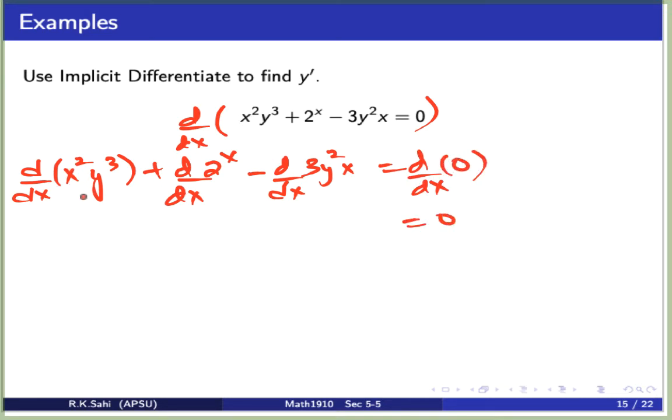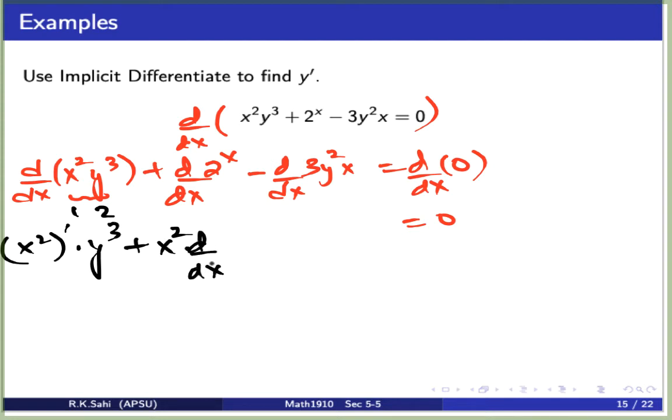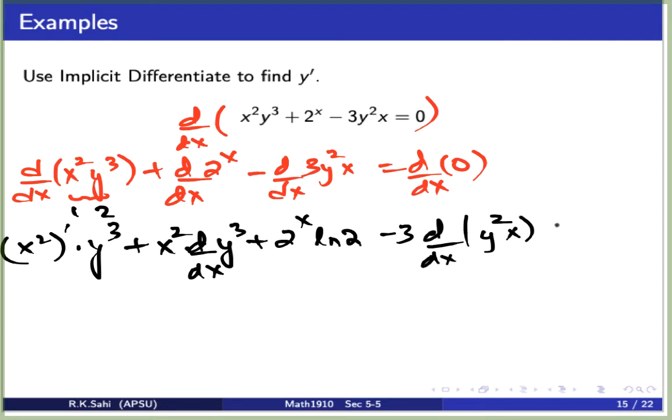Now here the first function differential, it's a product of two functions 1 and 2. So we're going to take the differential of the first times y cubed plus x squared times differential of y cubed. Now differential of 2 to the power x is what? Simply 2 to the power x times natural log of 2. And then we're going to take the negative and the 3 out too. So negative 3 differential of y squared x equals 0.